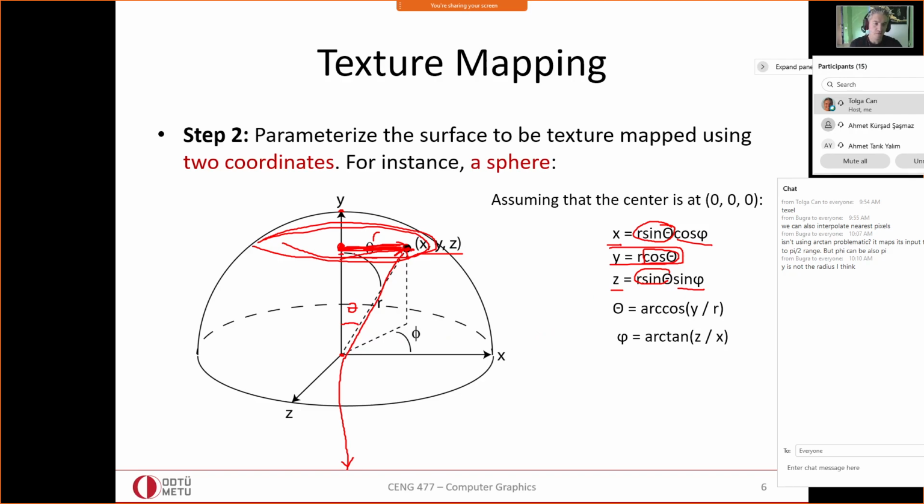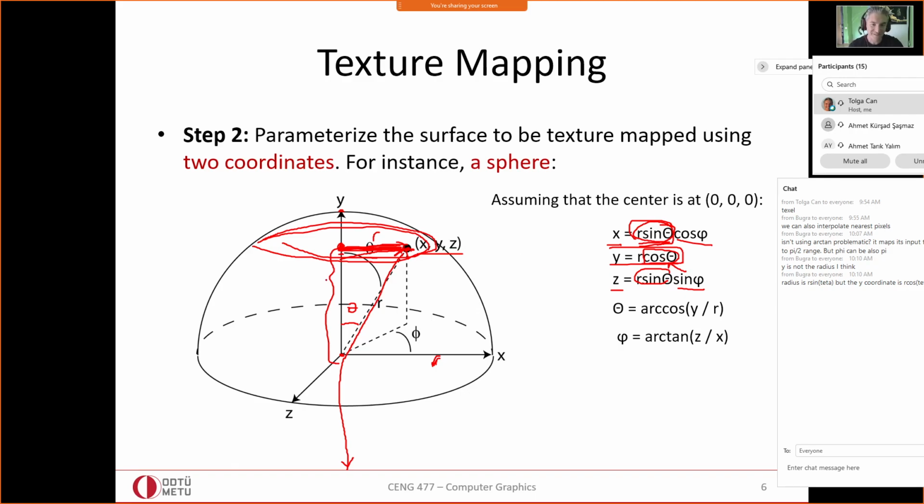Yeah, here we should use sine theta. If theta is defined like this and you use sine theta, when theta is 90 degrees, it will be 1, and this will be exactly equal to r, and it will get smaller and smaller. So it should be r sin theta. That's the radius, but its y coordinate is r cos theta. Oh yeah, you're right, the y coordinate is not the radius. Actually, I'm reading the slide. We already have r sin theta here. That's the radius. Thank you for correcting me.